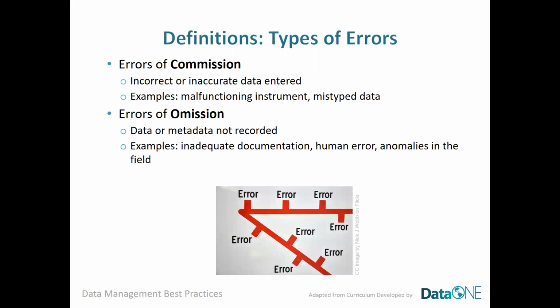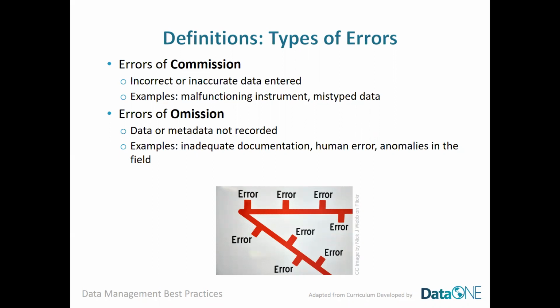In general, there are 2 types of errors that can occur within a data set. First, you have errors of commission that are the result of incorrect or inaccurate data being included in the data set. This may happen because of a malfunctioning instrument that produces faulty results, or data can be mistyped during entry, or there are other problems that can happen to cause errors of commission as well.